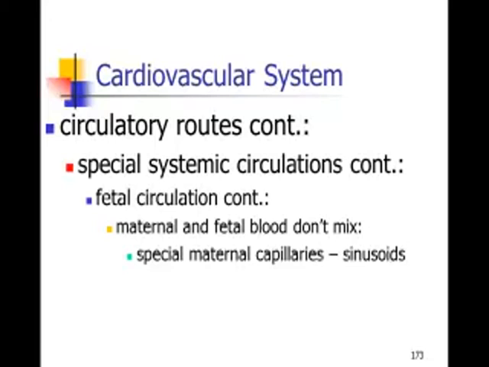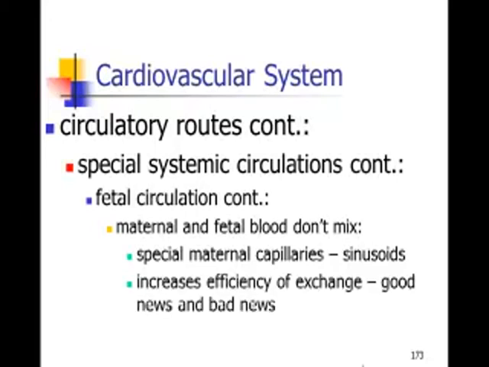And the development of these specialized maternal capillaries has been a big, important piece of making this association of maternal and fetal blood effective. These maternal capillaries are referred to as sinusoids. They're big spaces that the maternal blood goes into, and the fetal blood vessels grow into that space, sort of like into a reservoir.